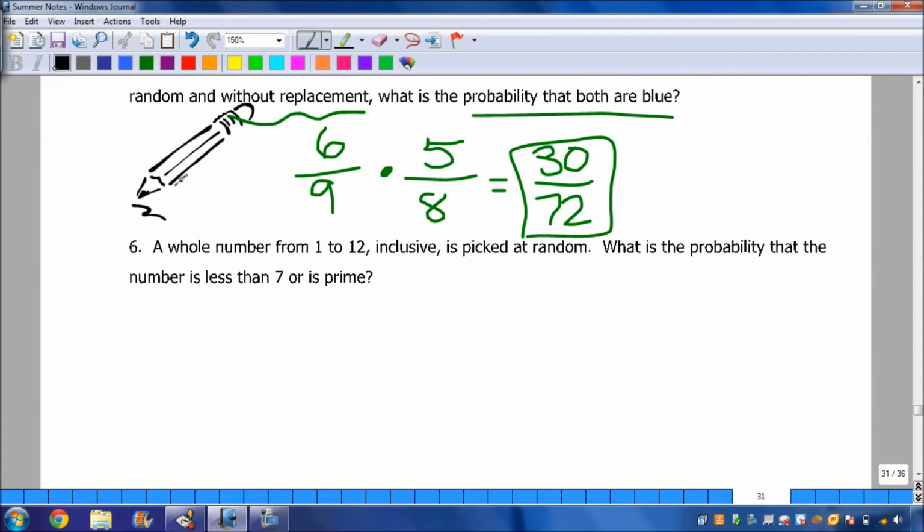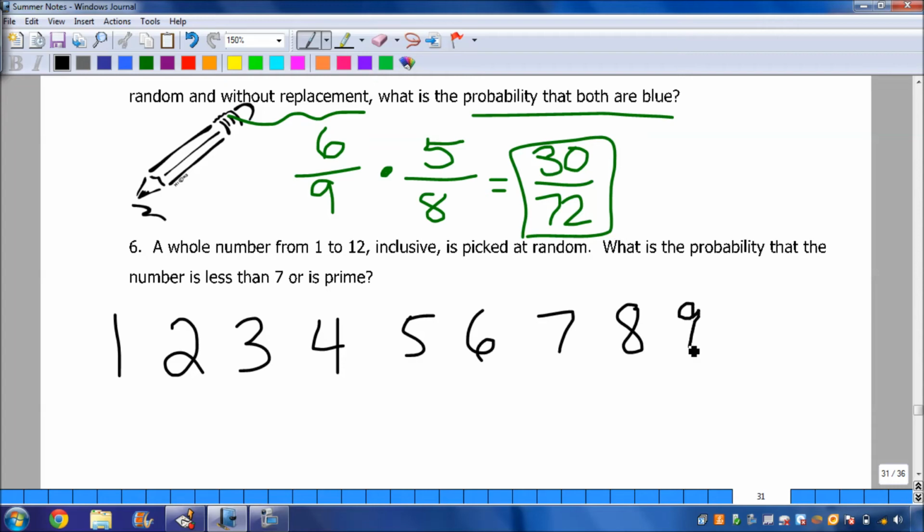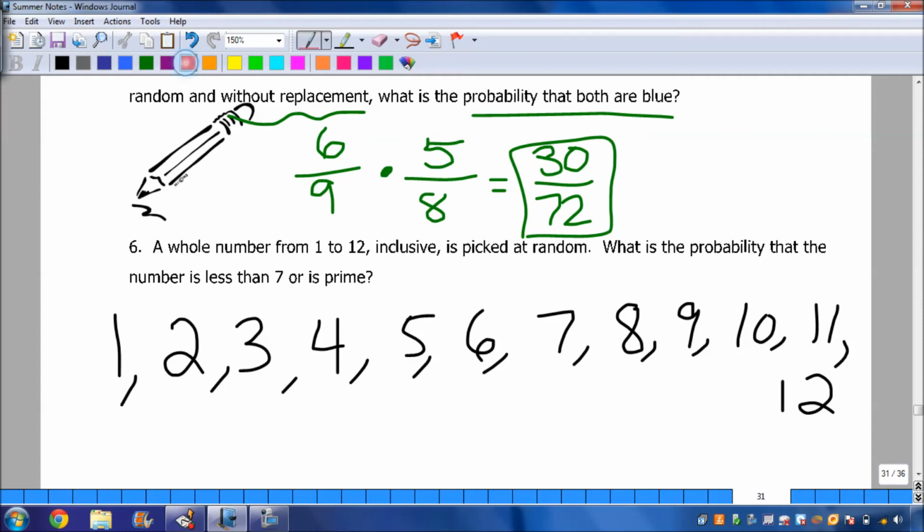Okay, so I'm going to list out all the possibilities: 1, 2, 3, 4, 5, 6, 7, 8, 9, 10, 11, and 12. I'm going to find all the numbers that satisfy what we want. It has to be less than 7 or prime. 1 is not prime, but it's less than 7, so I will include that value.